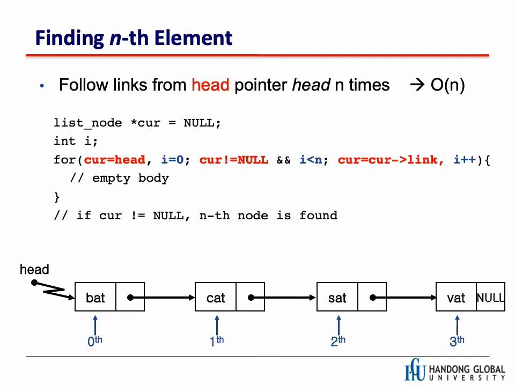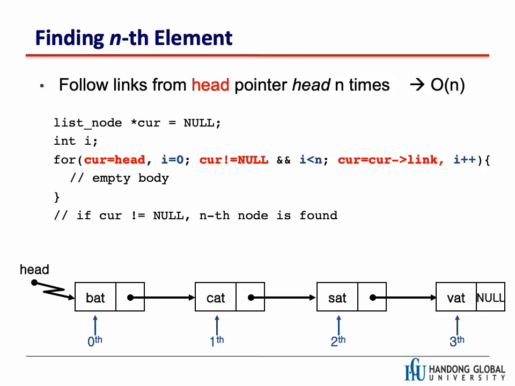Core is a list node pointer, and we have another integer variable i. The core starts from head, and i starts from 0 in this for loop. We will iterate this for loop as long as core is not null and as long as i is less than n. Then core is moving to the next node, and i increases by 1. We don't have to do anything in this for loop. After this for loop, we will check if core is null or not.